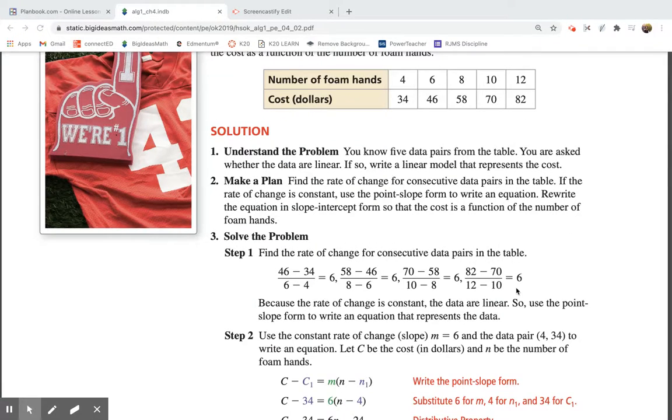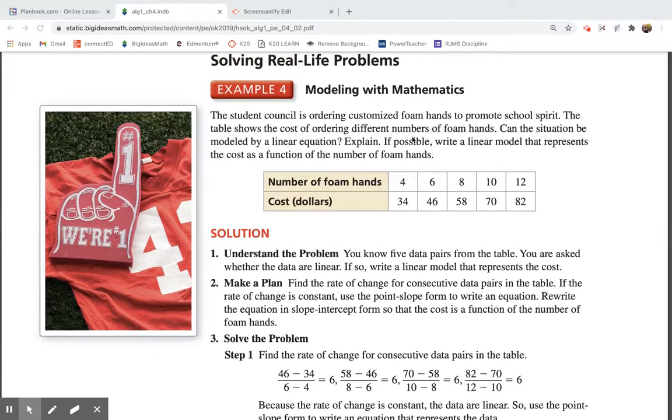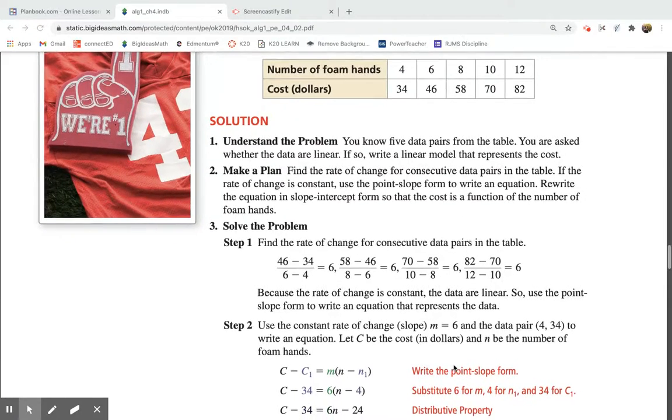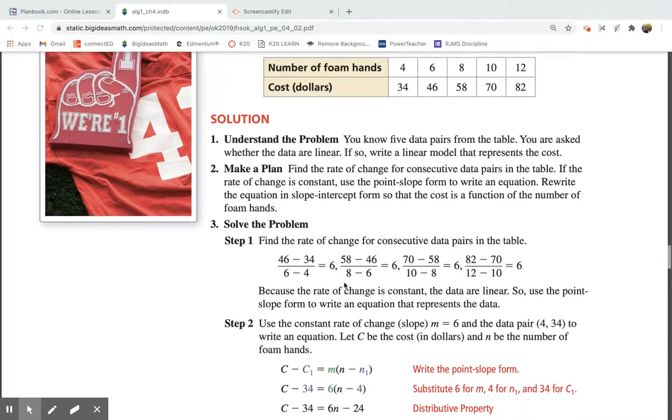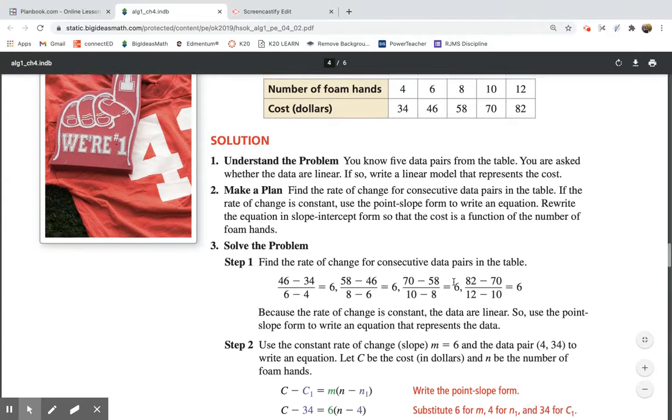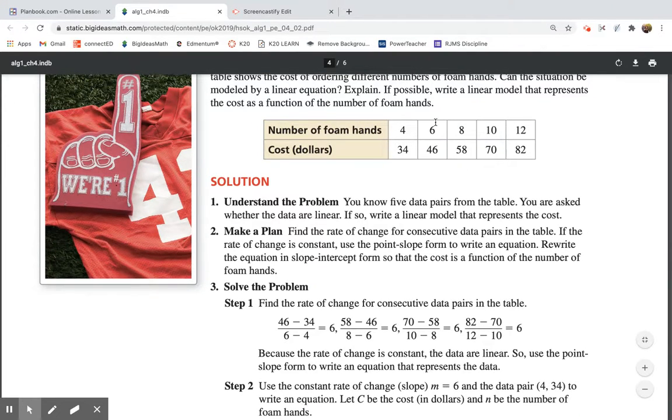Okay, so since we got 6 over and over again, then that is our slope or our constant rate of change. So that means we can write an equation out of it. So back up here when it says, if possible, write a linear model that represents it, that means write an equation. So we can use our point slope form because we now know our slope is 6. And we can just go back and use any one of these points, 4, 34, 6, 46, 8, 58, 10, 70, or 12, 82. Use any one of those.